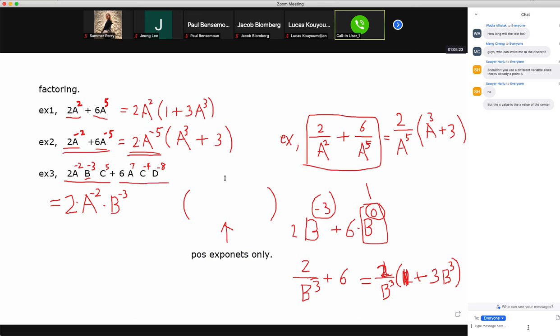So now let's go back. Now let's look at C. Now, class, let's look at C. We have C to the 5 and C to the minus 4. So what do we factor now? We have C to the 5 and C to the minus 4. What do we factor? Times C to the what? C to the, yes, negative 4, because negative 4 is the lower of negative 4 and 5. So we factor the negative 4.